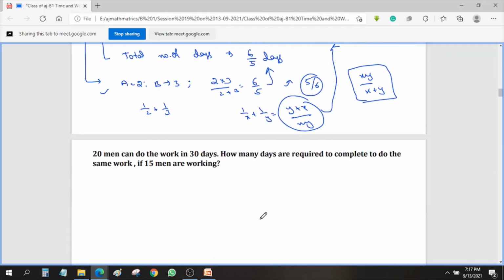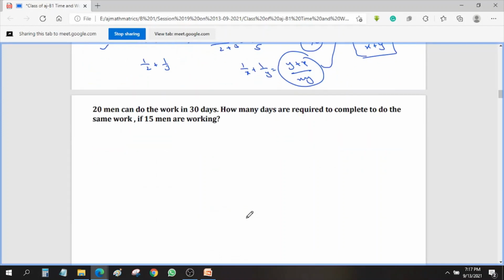Now, these are the questions. We'll start from the basic questions and we'll go to the harder questions as well. 20 men can do a work in 30 days. Okay, so here 20 men are given, 30 days are given. How many days are required to complete the same work?